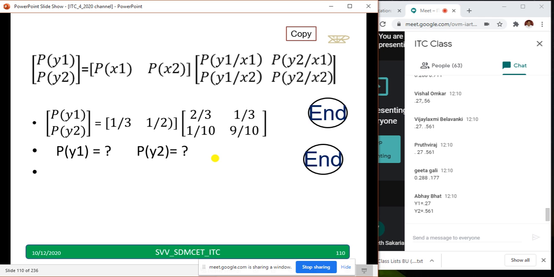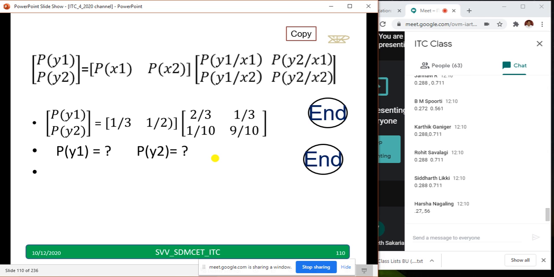Vijay Lakshmi, Prithviraj, Geeta, Abhay, Vishal, Spurti, Janvi, Rohit, Siddharth, Harsha, Preeti, Priya. Okay, most of them are getting the same answer. Aditya, Saujanya and Vinay also got the same answer. So I'll show you the answer. Shripad, Sanjeev, Adnya, Abhiroop, Jaisurya, Devidas, Naik got the same answer, and Devraj, Gaura.